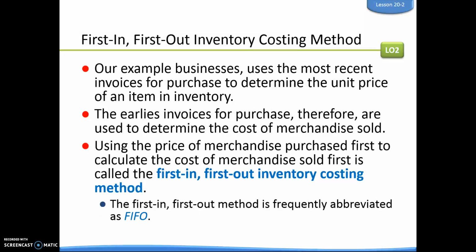So the first one we're going to look at is something called first in, first out. Our example business uses the most recent invoices for purchases to determine the unit price of an item of inventory. So the earlier invoices for purchase are used to determine the cost of our merchandise sold. Using the price of merchandise purchased first to calculate the cost of merchandise sold is called first in, first out inventory. Commonly, we refer to it as FIFO, okay? First in, first out.